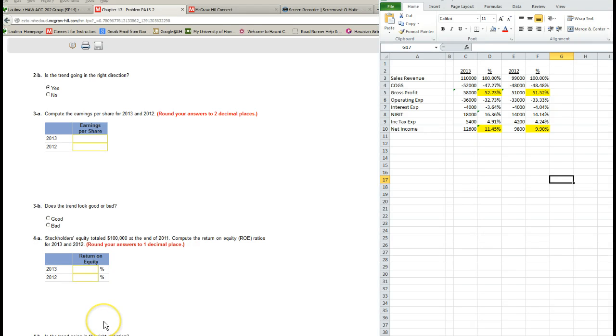So for part 3, we need to calculate earnings per share. Now, if we go to the textbook, chapter 13 on page 563, it covers earnings per share, and it gives us the formula for earnings per share. And that formula is net income divided by average number of common shares outstanding.